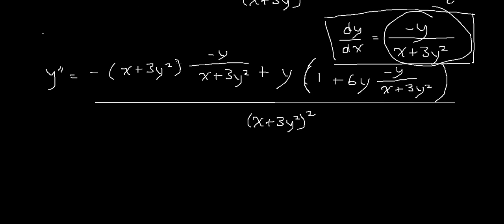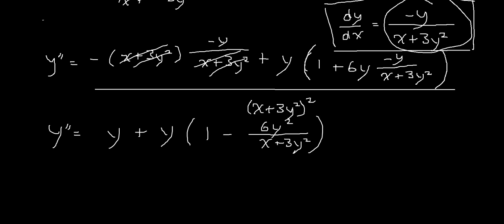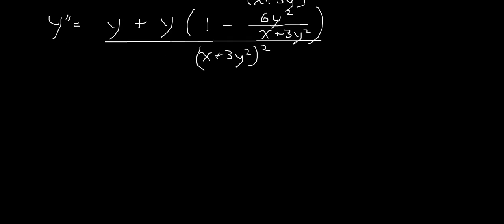So let's continue to simplify. We can probably cancel these out, as long as x does not equal negative 3y squared. So then we'll write y double prime equals negative y, well that's just y, plus y times 1, and this is going to be minus because of this minus over here, so minus 6y squared all over x plus 3y squared, and again this is going to be over x plus 3y squared all squared. Okay, I'm sorry this is so long.